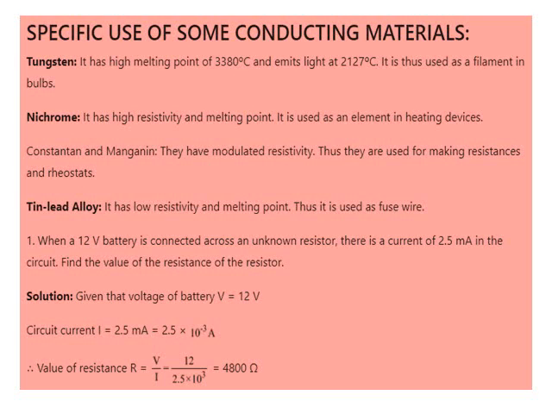Now you have a numerical based on this. When a 12-volt battery is connected across an unknown resistor, there is a current of 2.5 milliamperes in the circuit. Find the value of the resistance of the resistor. Given the voltage is 12 volts, current is 2.5 milliamperes, converted into amperes, so multiplied by 10 to the power minus 3. Substitute the values in the formula R is equal to V by I, so you will get the answer for this.